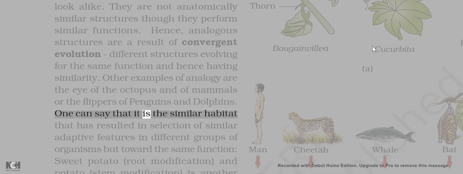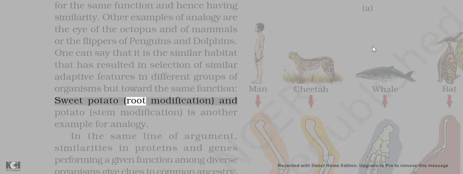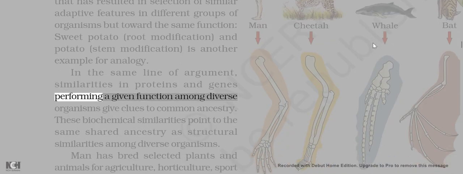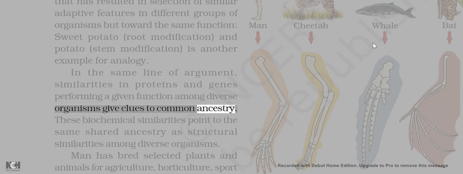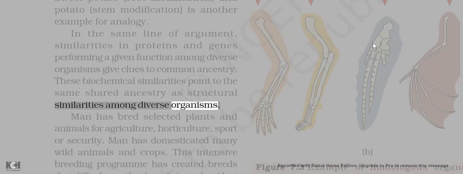One can say that it is the similar habitat that has resulted in selection of similar adaptive features in different groups of organisms but toward the same function. Sweet potato, root modification, and potato, stem modification, is another example for analogy. In the same line of argument, similarities in proteins and genes performing a given function among diverse organisms give clues to common ancestry. These biochemical similarities point to the same shared ancestry as structural similarities among diverse organisms.